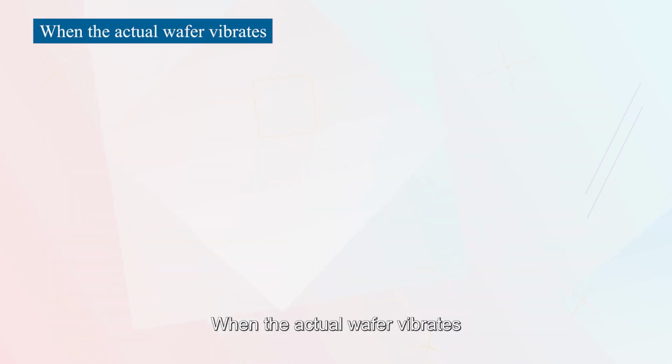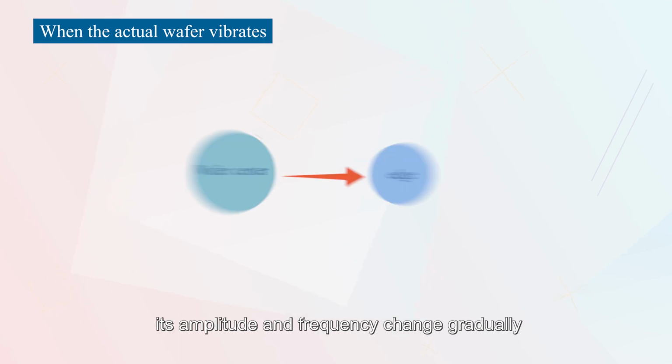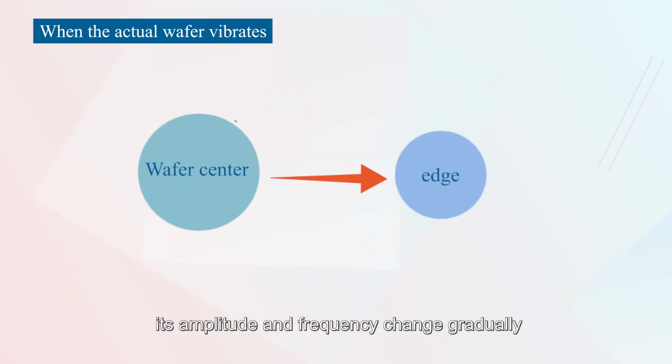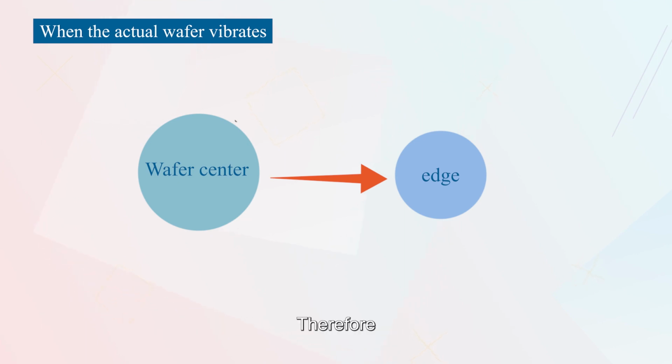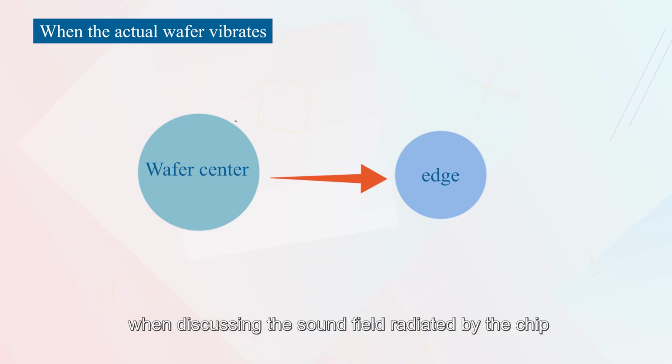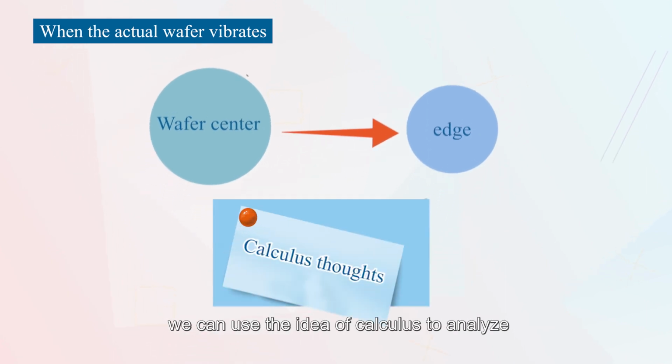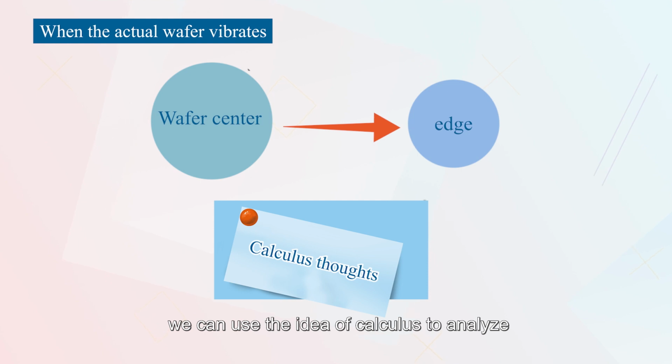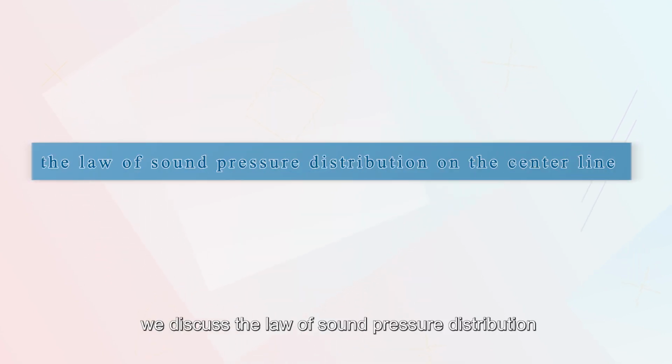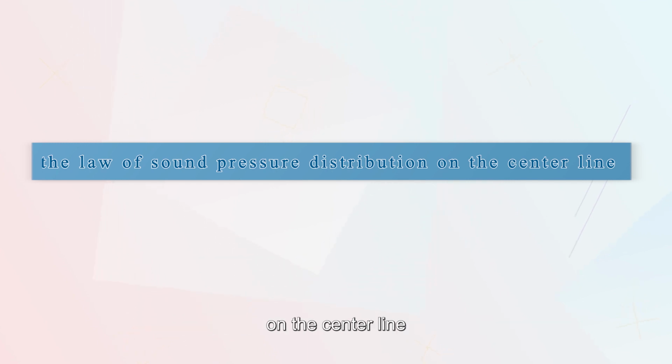When the actual wafer vibrates, its amplitude and frequency change gradually from the center to the edge of the wafer, rather than a single amplitude and frequency. Therefore, when discussing the sound field radiated by the chip, we can use the idea of calculus to analyze. First, we discuss the law of sound pressure distribution on the center line.